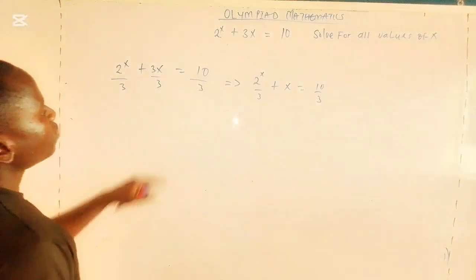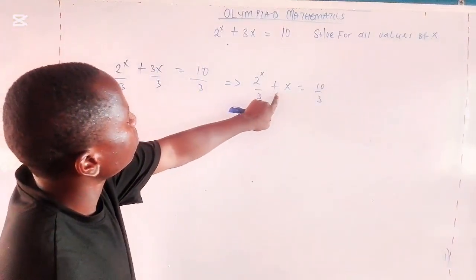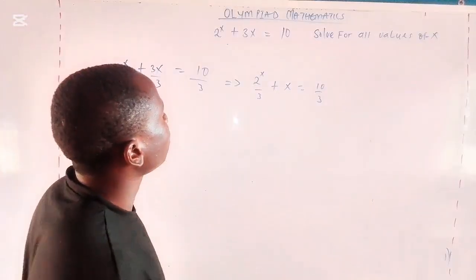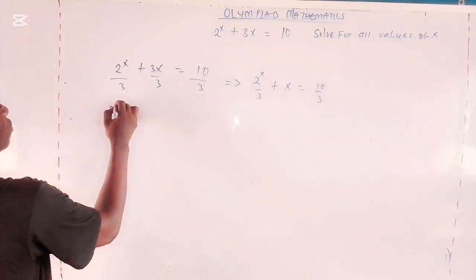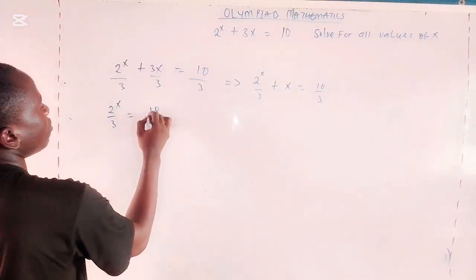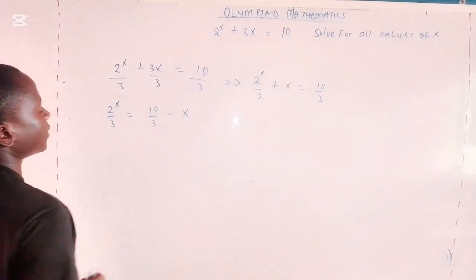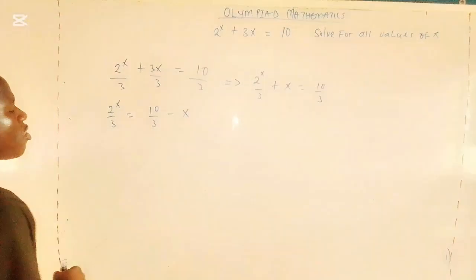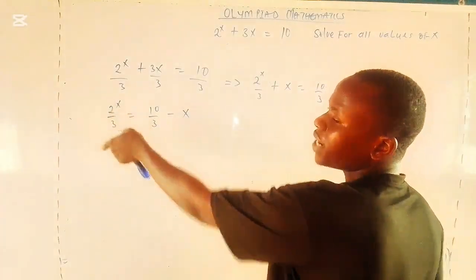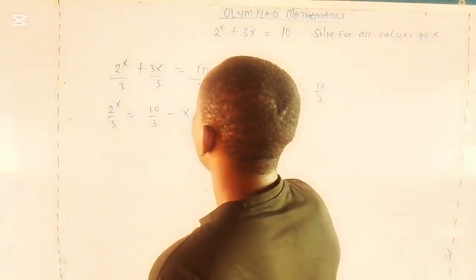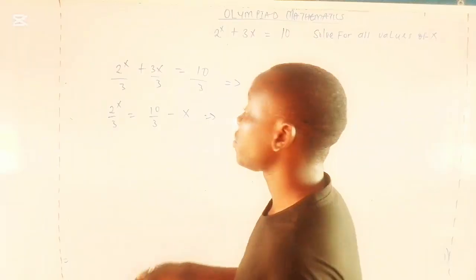Alright, so we have 2 raised to the power of x over 3 plus x is equal to 10 over 3. The next thing you're going to do is subtract x from both sides. So we have 2 raised to the power of x over 3 is equal to 10 over 3 minus x. So what will be the next thing we are going to do? The next thing we are going to do is divide through by 2 raised to the power of x.